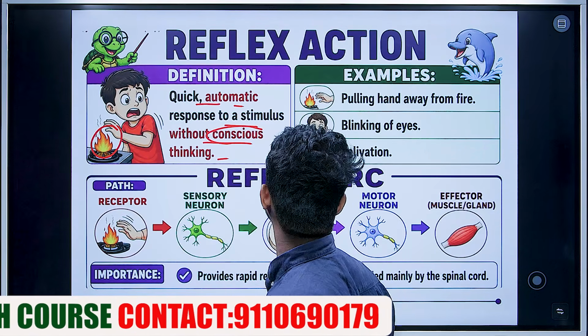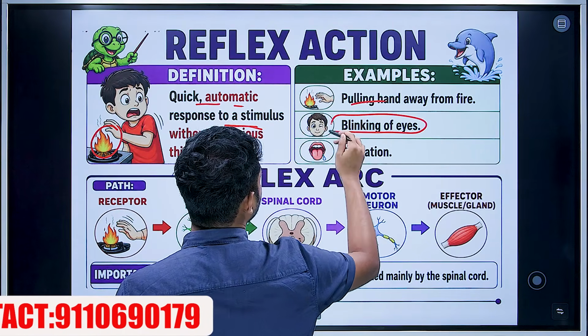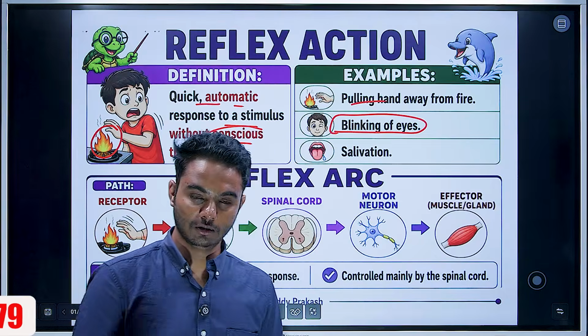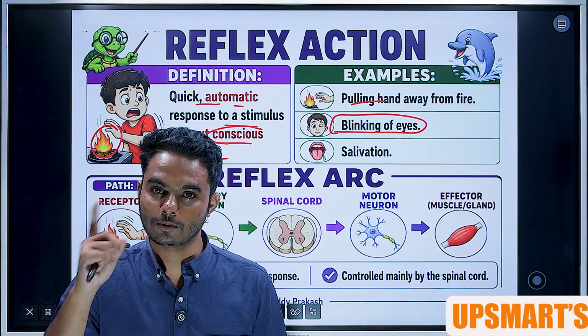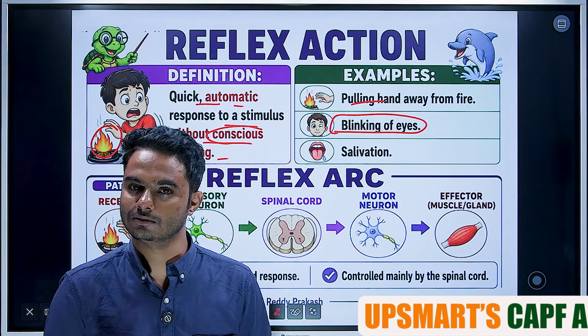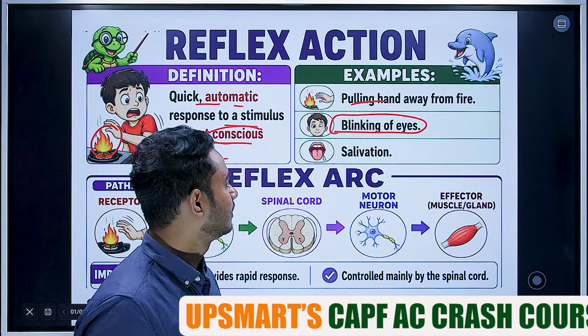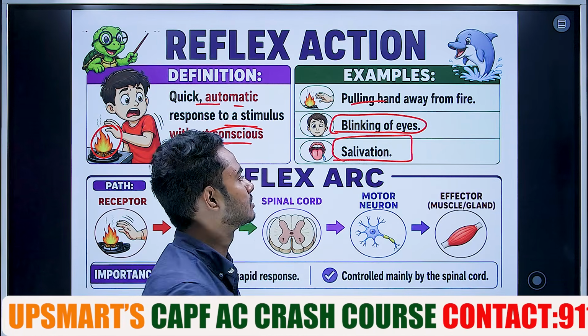That is reflex action. Examples are pulling the hand away from fire, blinking eyes. Why do you blink your eyes? To give rest to the eyes. Will you count how many blinks you have done? Will you tell your body when to blink, when not to blink? Will you tell your eyes like that? No. You will be blinking without knowing. See, I just blinked. And next is salivation. This is also involuntary in nature.